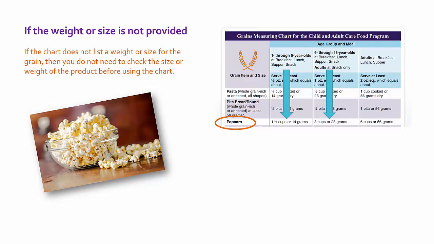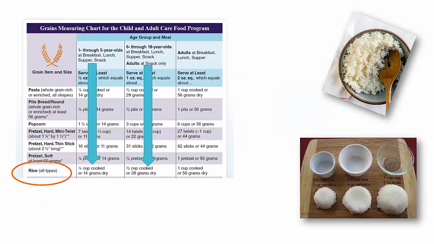So you just need to visit the corresponding column, and a 1 through 5 year old needs to be offered at least 1.5 cups, and a 6 through 18 year old 3 cups. And we have rice here as well that does not list any information for a weight or size. So for a 1 through 5 year old, we will need to serve at least 1/4 of a cup of cooked rice, or 14 grams dry. And for a 6 through 18 year old, half a cup of cooked rice, or 28 grams dry. Okay, and this is for all rice types.